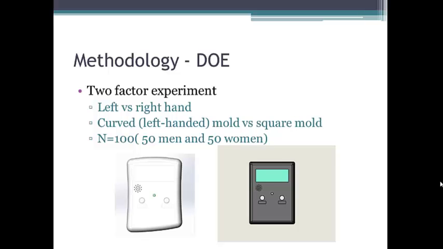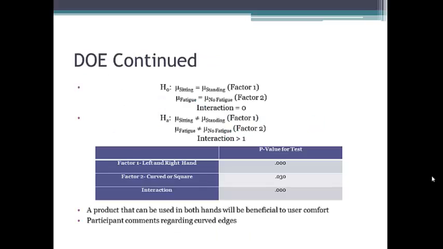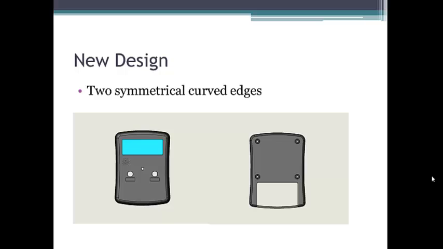With this, and in addition with the comments from test subjects, we are confident that a product that not only is symmetrical like the square design, but is curved on both sides is the best option for a new product design. Here's our null and alternative hypotheses with our p-value results for the test.